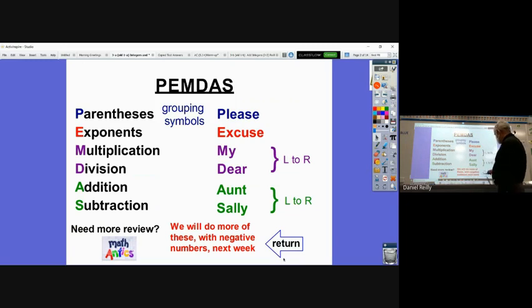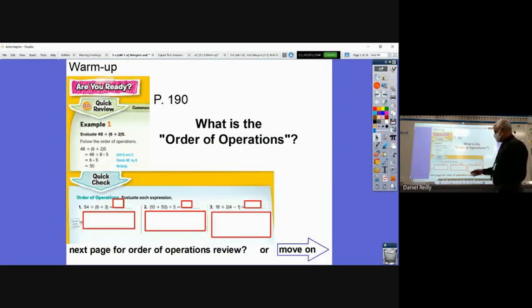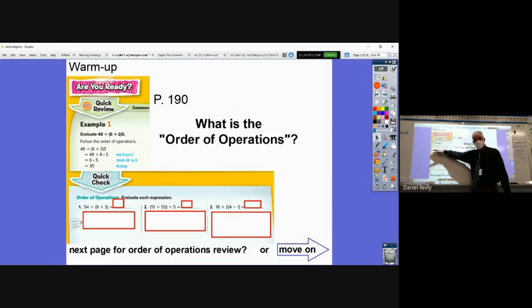So for now, let's just go ahead and do these three problems very quickly here on page 190. When you do this work, you should always write underneath. You do the first steps and write the answers underneath, and that's the way you show the work for order of operations problems. Go ahead and take a moment.